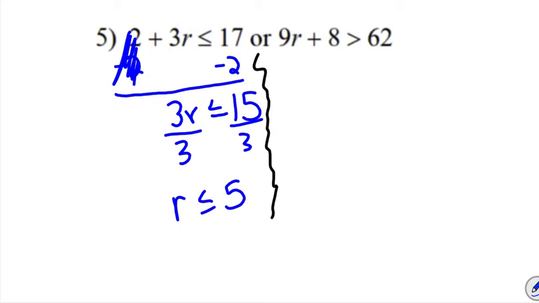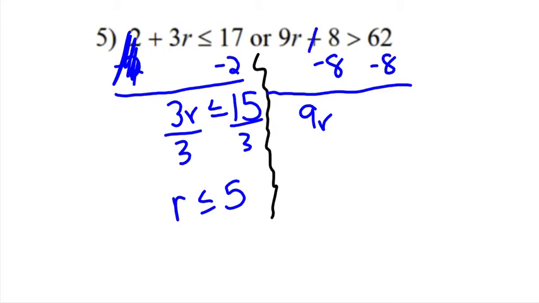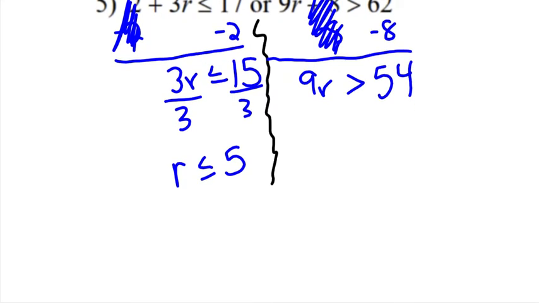Over here on this side, I need to move the 8, so I will subtract 8 on both sides. Okay, so on the left-hand side, I have 9r. 8 minus 8 is 0, so those will cancel out. Is greater than 54. 62 minus 8 is 54. The last step, I need to get r by itself, so I'm going to divide both sides by 9, and I end up with r is greater than 6.